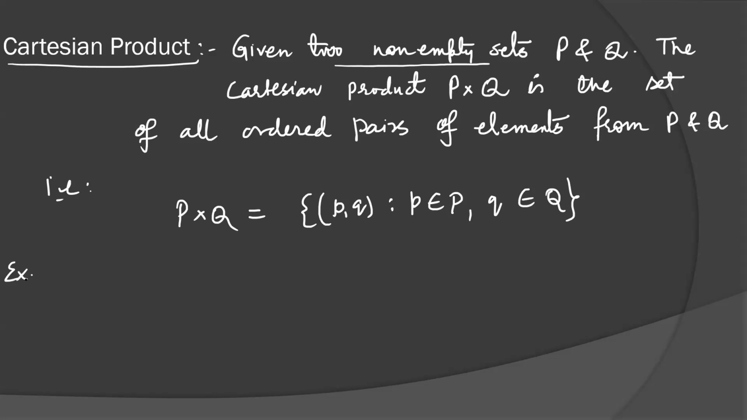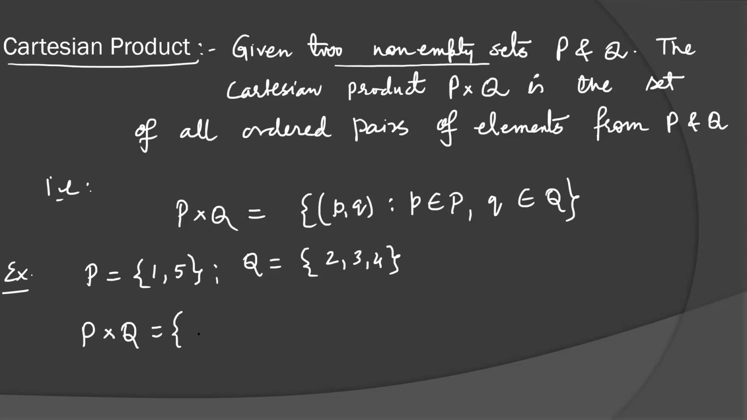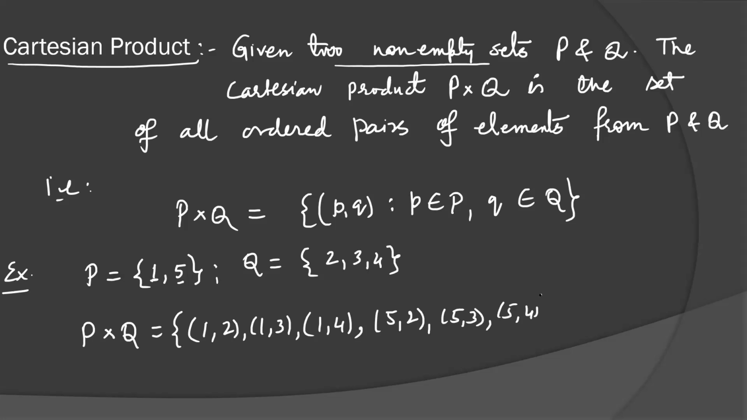For example, if P is the set 1 comma 5 and Q is the set 2, 3, 4, then what will be your P cross Q? It will be all the ordered pairs from P to Q. So if we pick 1 from P, we have to take ordered pairs with all the elements of Q here. It will be 1 comma 2, 1 comma 3, 1 comma 4. Similarly, we will take 5 from P: 5 comma 2, 5 comma 3, 5 comma 4.